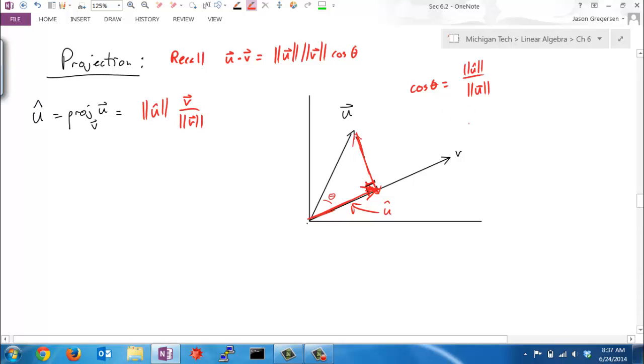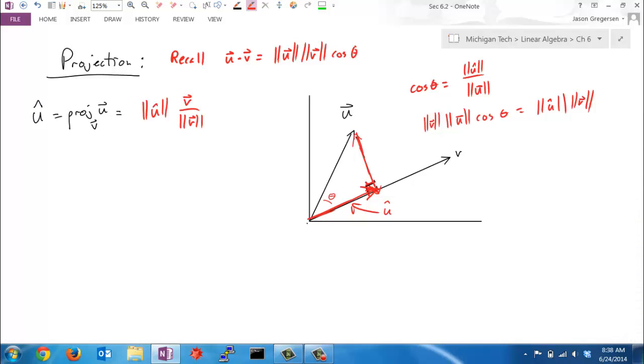Okay, so I'm going to multiply both those sides by the magnitude of u to get cosine of theta equals u prime here. And now I'm going to do kind of a weird thing. I'm going to multiply both sides by the magnitude of v. When I do, I say, wait a second, I know what that left-hand side is. That looks familiar. What is it? Dot product. It's the dot product. So this turns out just to be u dot v.